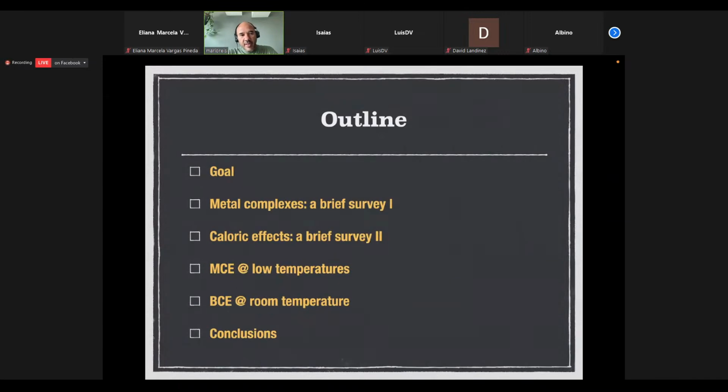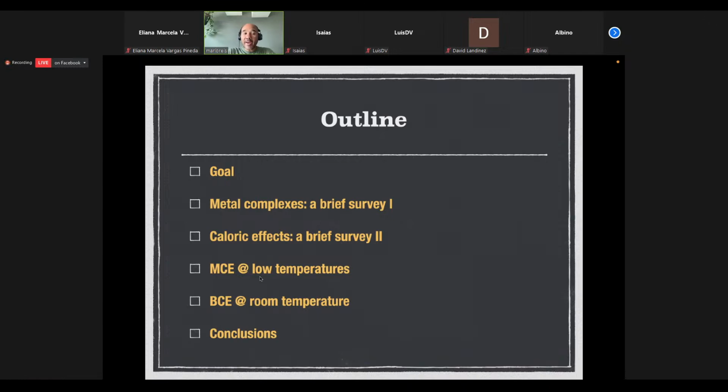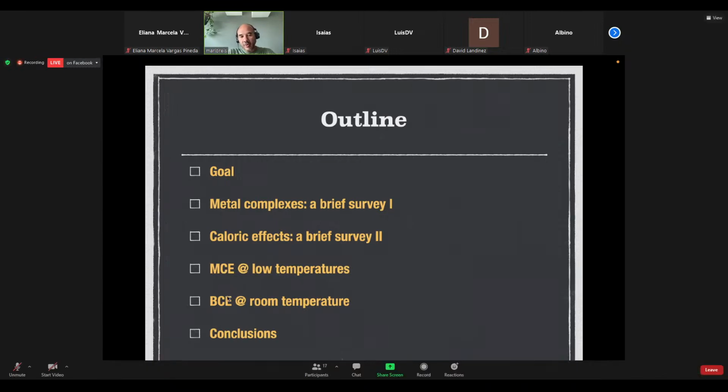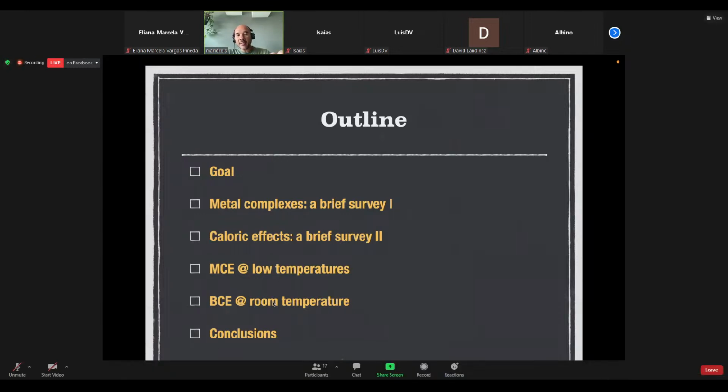For today's talk, I will present the goal of the talk: two surveys, one about metal complexes and another about caloric effects, and then two descriptions about these connections. One, the magnetocaloric effect of these materials at low temperatures, another, the barocaloric effect at room temperature. These two are completely different physical mechanisms, but they are related to the same material, the metal complexes.